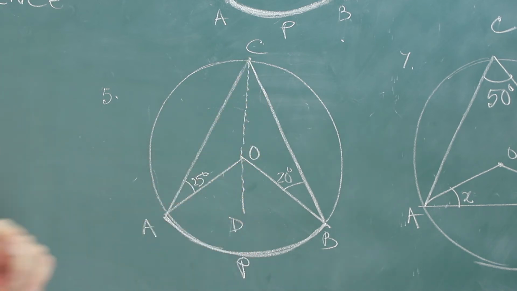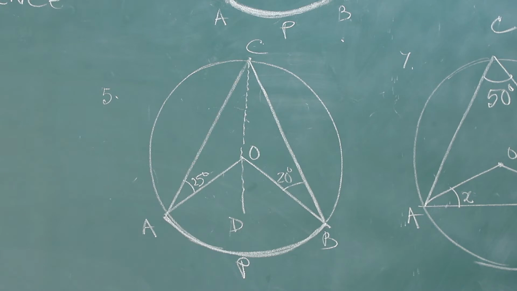This angle OAC is given as 25 degrees. Angle OBC is given as 20 degrees in the figure. He wants you to calculate angle ACB as well as angle AOB. So what are we going to do?